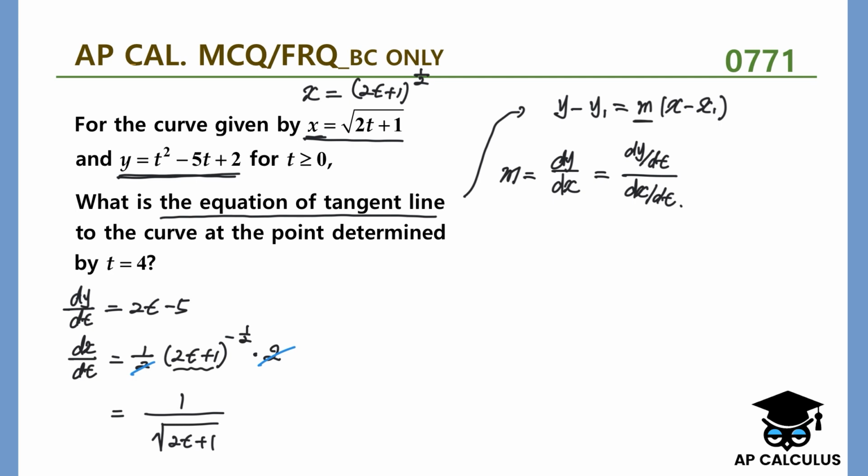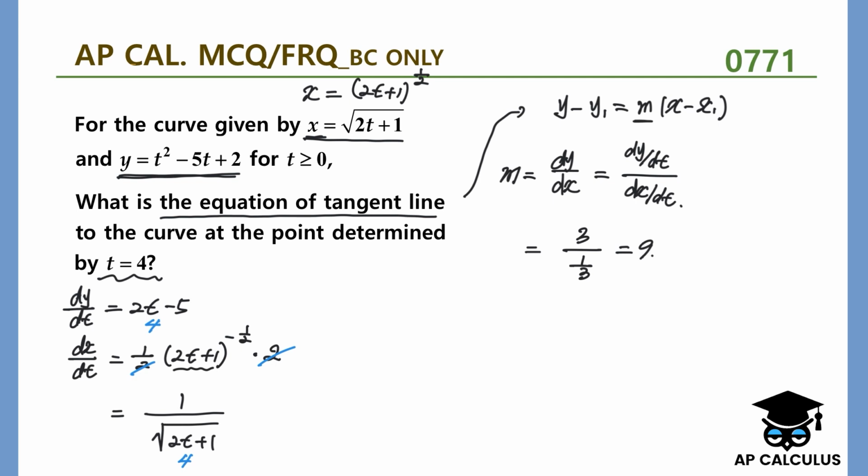So our slope is dy over dt over dx over dt, and we're trying to find the slope when t equals 4. If we substitute 4, the numerator is 8 minus 5, which is 3. The denominator is 1 over square root of 9, which is 1 over 3. So 3 divided by 1 over 3, our slope is 9.